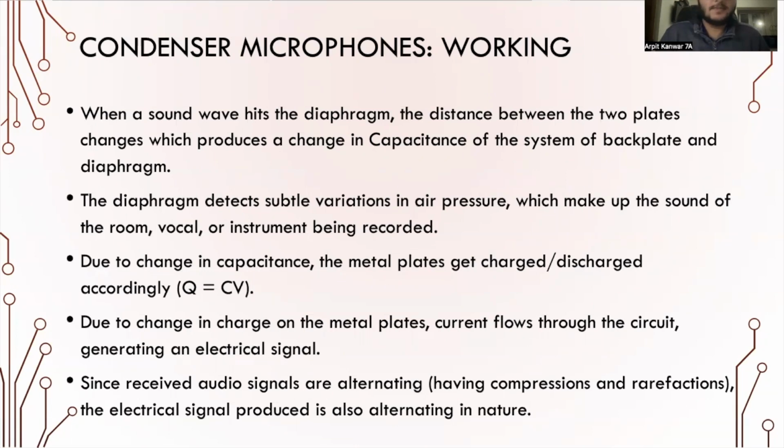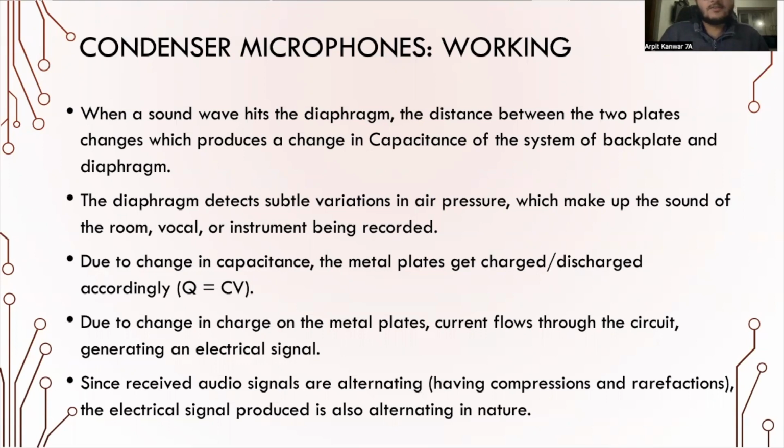As we know the relation between charge, capacitance, and voltage, that is Q = CV, where Q is the charge on the metal plates, C is the capacitance of the system of metal plates, and V is the voltage up to which the capacitor is charged. Due to change in capacitance, the charge on metal plates also changes. This leads to a flow of current in the circuit, which generates an electrical signal.